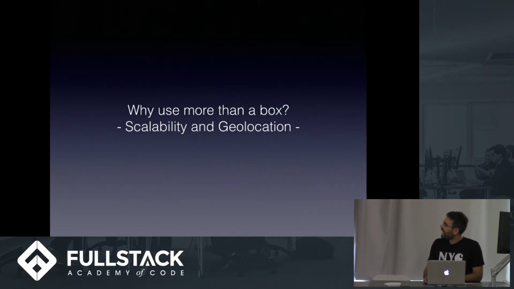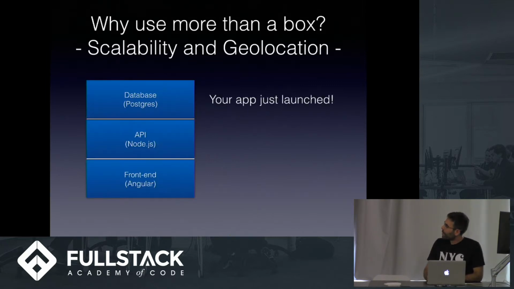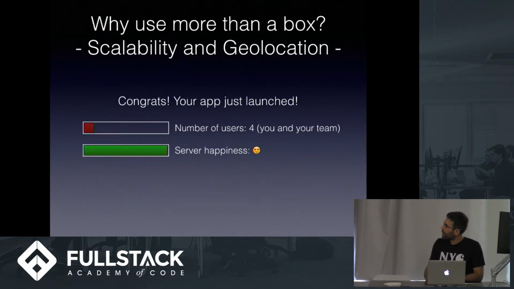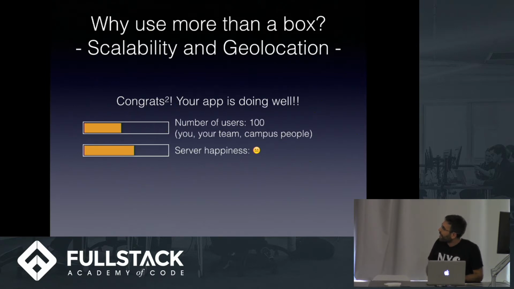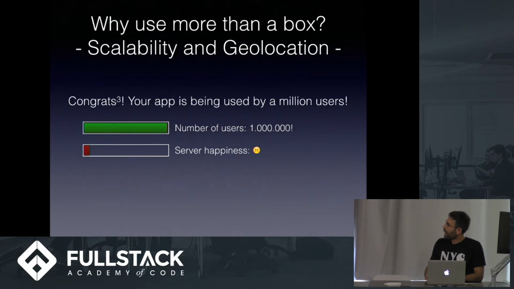Okay. And then the last argument I want to talk about is scalability and geolocation. So your app is just launched, and you have 4 users, and the server is super happy. Then your app is growing, you have 100 users, server happiness is average, and when you get to 1 million users, the server is down. It has to work 24 hours for 7 days at 100% of its capabilities.